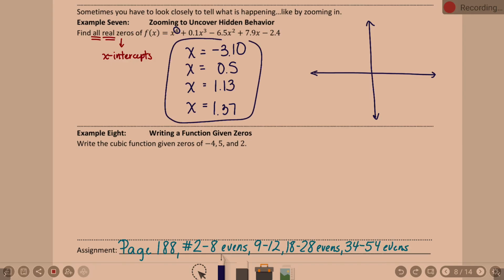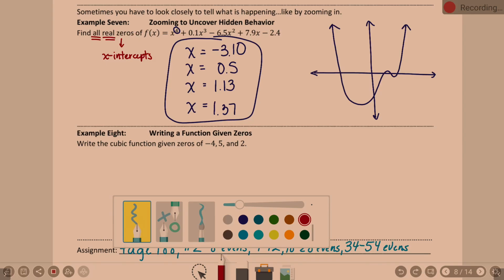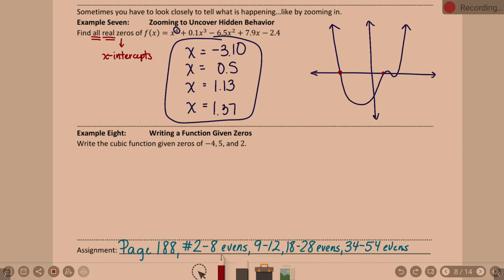Okay. So your graph does something like that. And so this is where we had 1, 2, 3, 4 zeros, yes? If you want to put something like that on your paper or in your notes. Negative 3.1, 0.5, 1.13, 1.37.